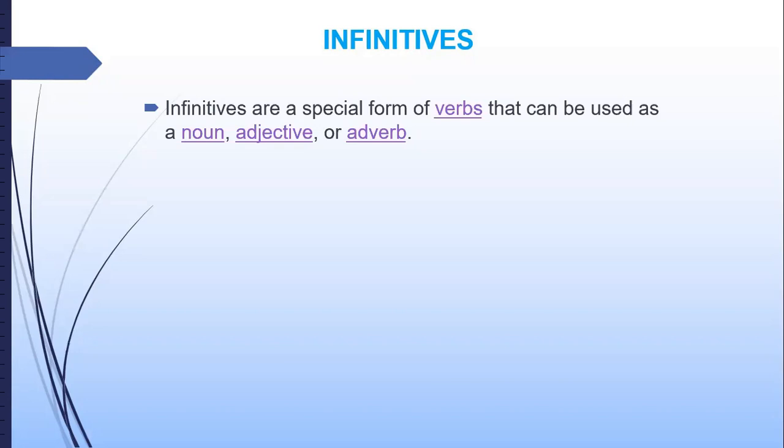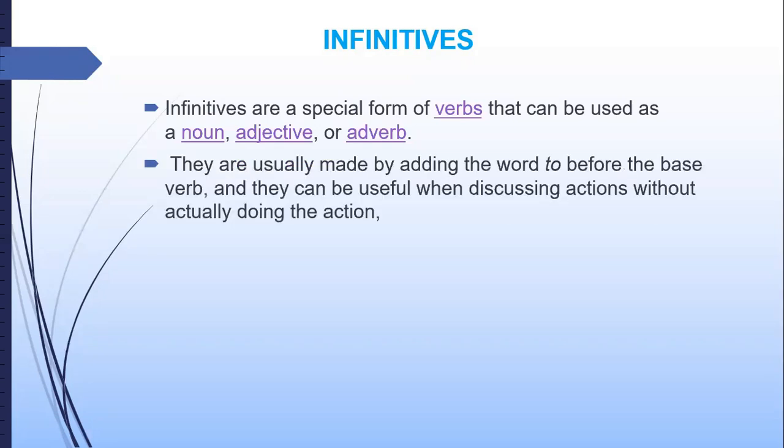Usually students or people have the misconception that this is a verb. It is not a verb. To plus verb first form is an infinitive. It looks like a verb, but it does not act like a verb. That's why it is called a verbal. Verbal means anything which looks like a verb but does not play the role of a verb.